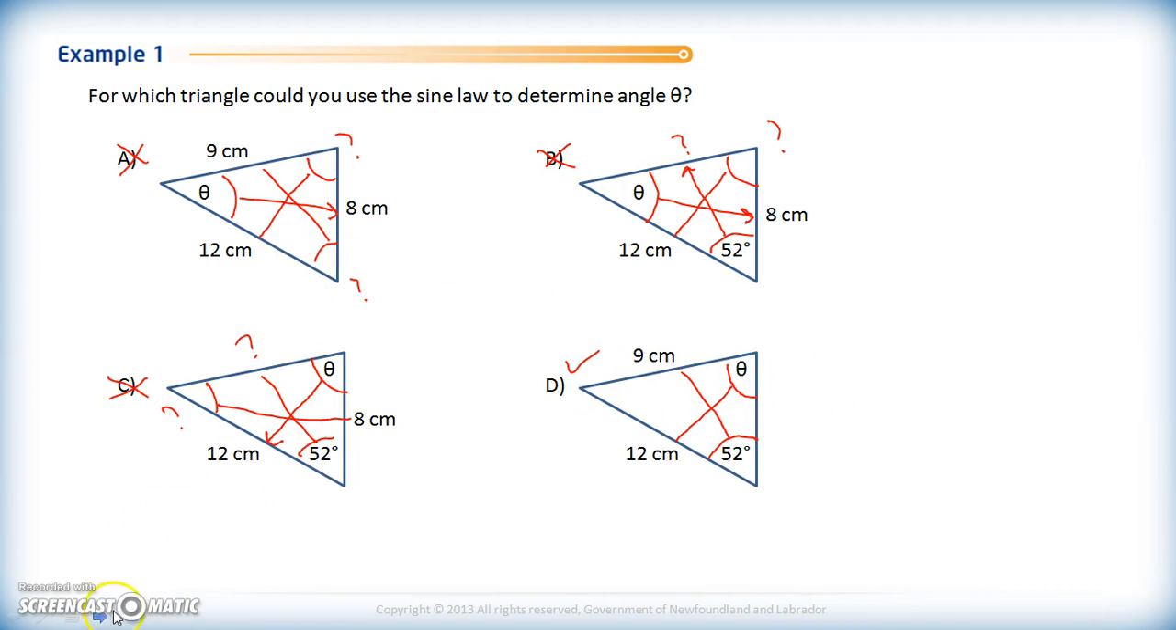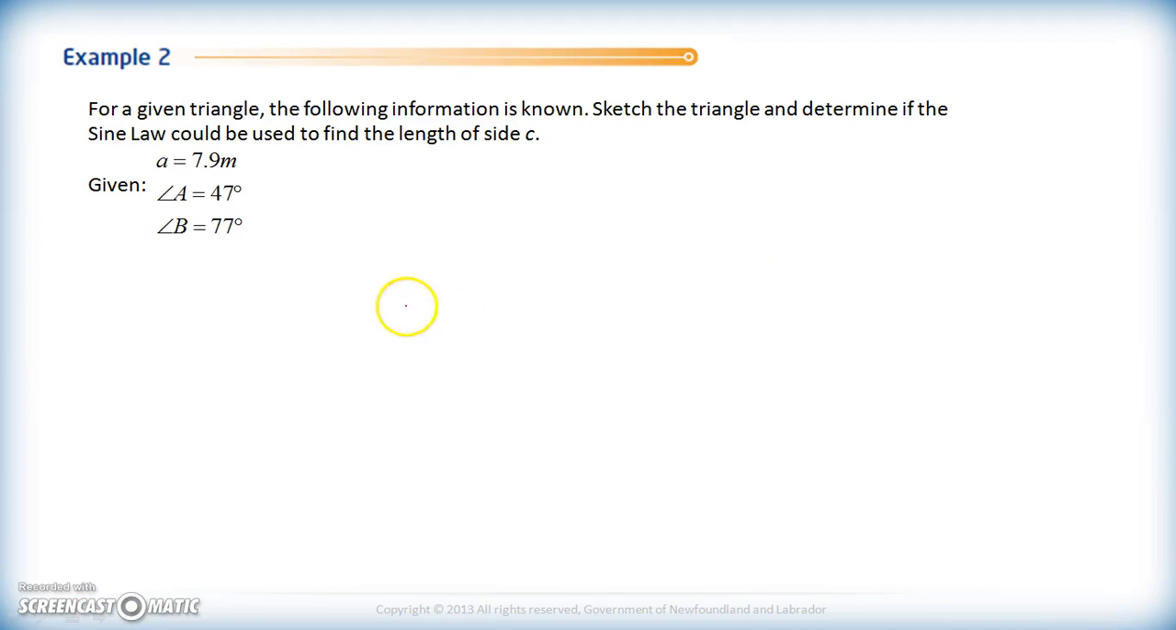Okay? So let's jump into another example, and we'll see how we would start that out and set it up. So in this case, it says, for a given triangle, the following information is known. Sketch a triangle and determine if the sine law could be used to find the length of side C. All right, let's see what we've got here. I'm going to do my best to sketch an acute triangle. I'm not an artist by any stretch of the imagination, but that's going to be as close as I can make to a triangle just by roughing it out. So my apologies for the messiness.